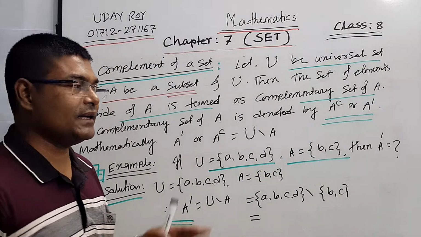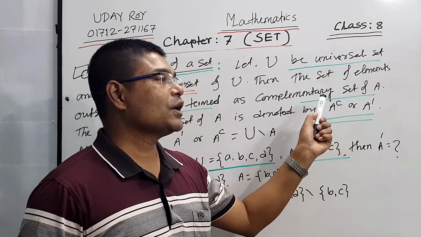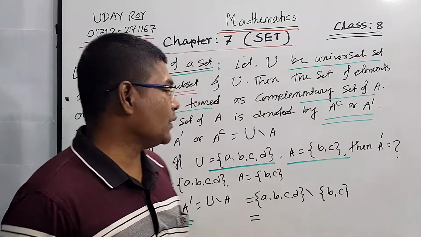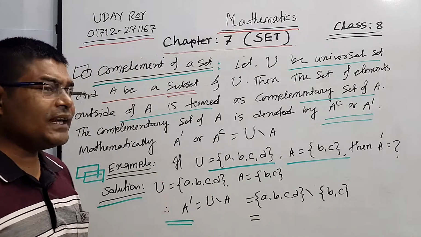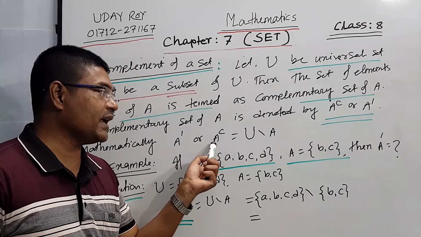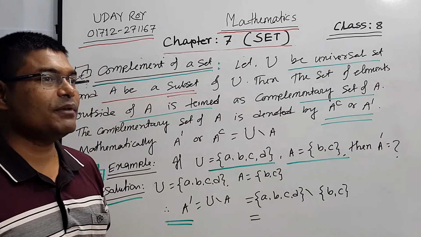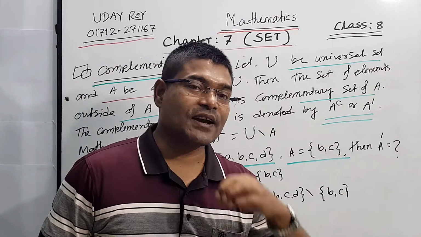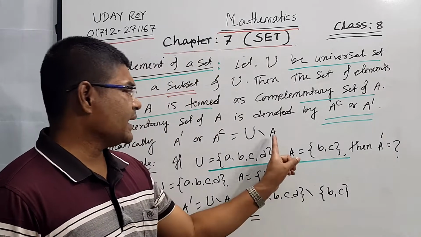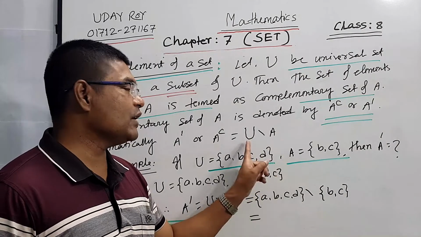This is denoted by A dash or A C. This is the complementary set of A. So mathematically we can write A dash or A prime or complement of A equal to universal set difference of A. In set we cannot say minus, we will say difference. Okay, be careful. That means A will be outside of universal set.